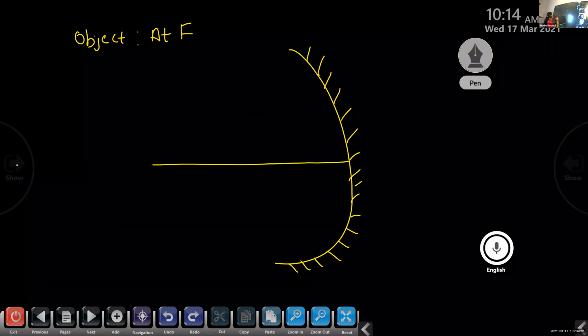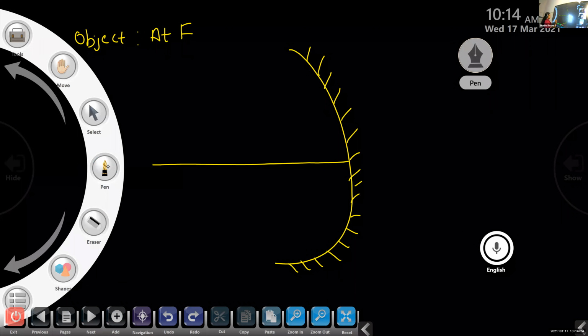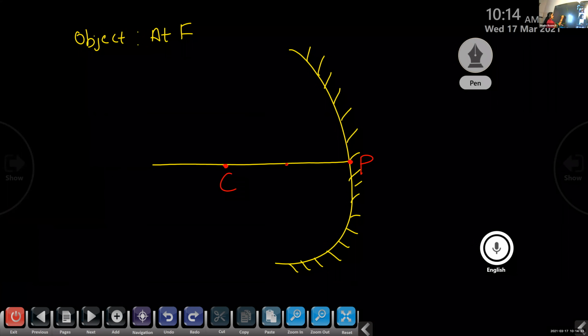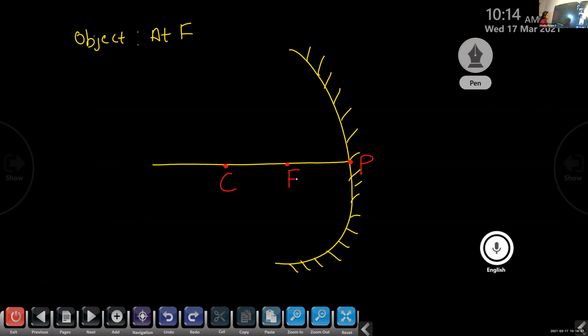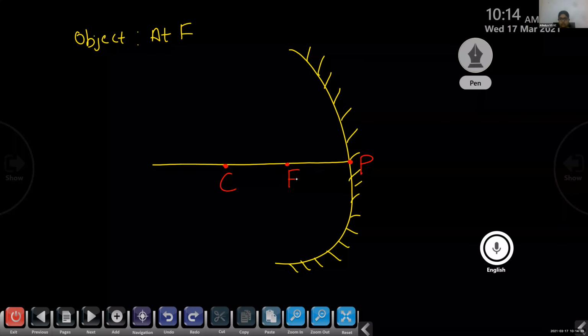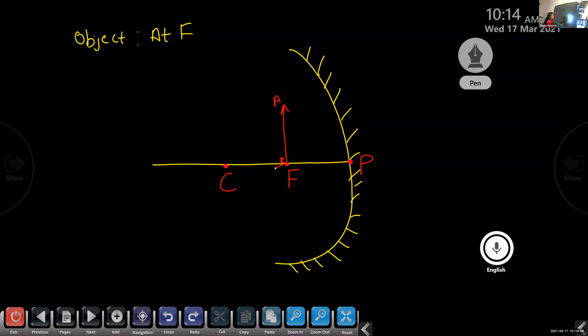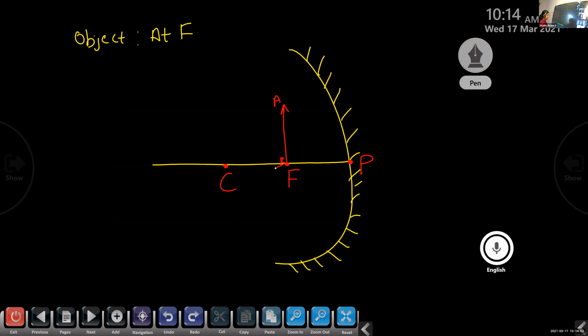Here we have the pole. What does this point represent? The center of curvature. In between the center of curvature and the pole, we have the principal focus, right? And in this case, the object is placed at F. That is, our object AB is here, at the focus.